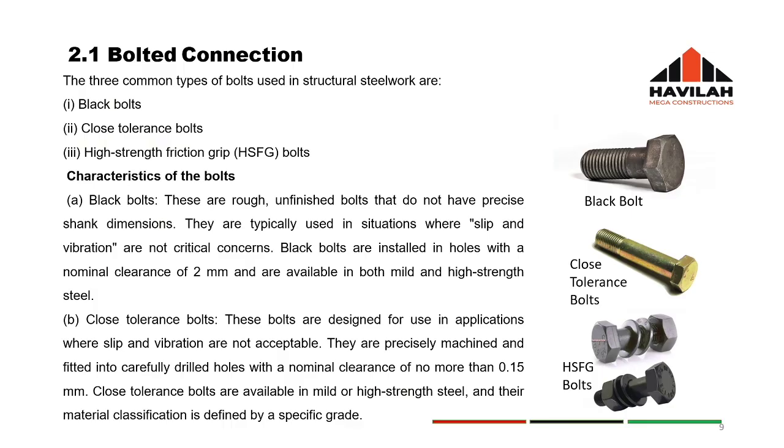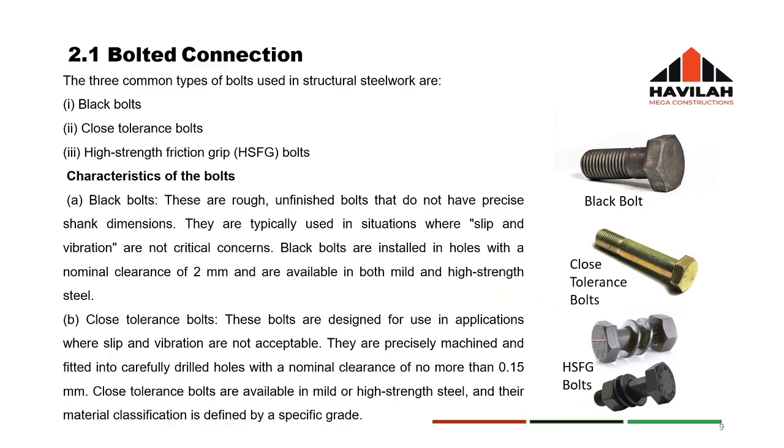So these are the three common types of bolts adopted in structural steelwork connections. And then there are different characteristics. Why do we use them? What are their features? Why are they essential? Why are they different? So I have a figure of the black bolt on the right part of what you're viewing. That's the black bolt.